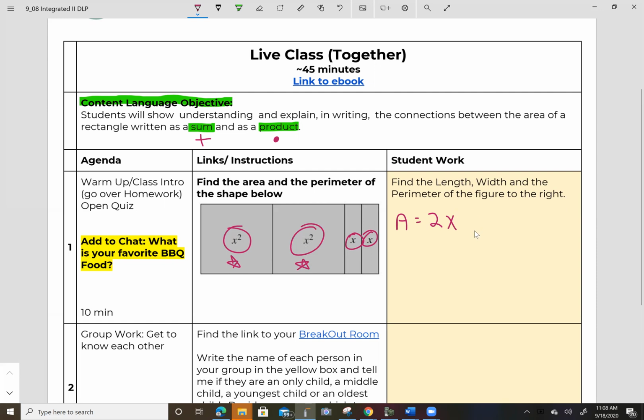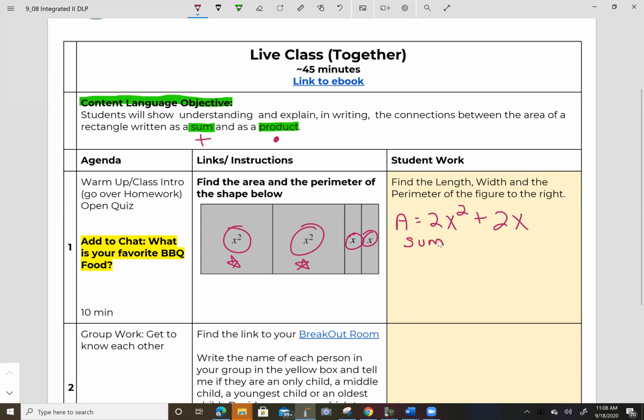And I think I'm not currently in Google Docs, but I think if you do control period, that will also give you an exponent. So we have 2x squared plus, and then we have 2 of the x's. So that is the area, and that is the area since we added up all of the inside. That is the area as a sum.